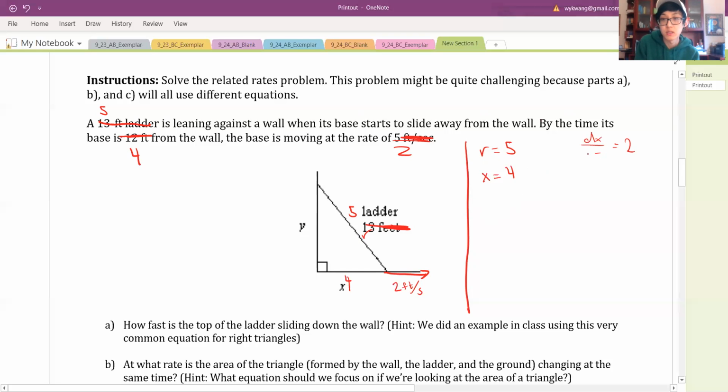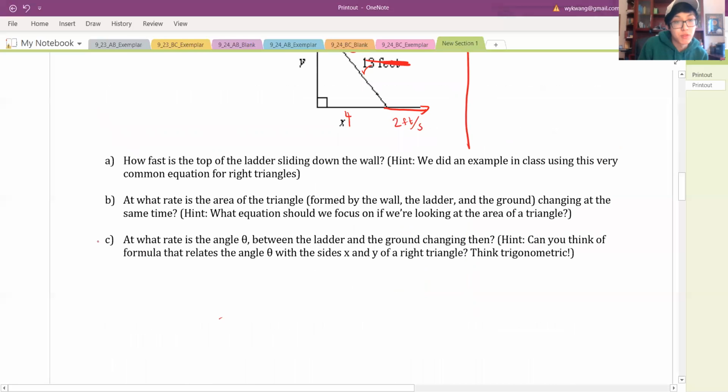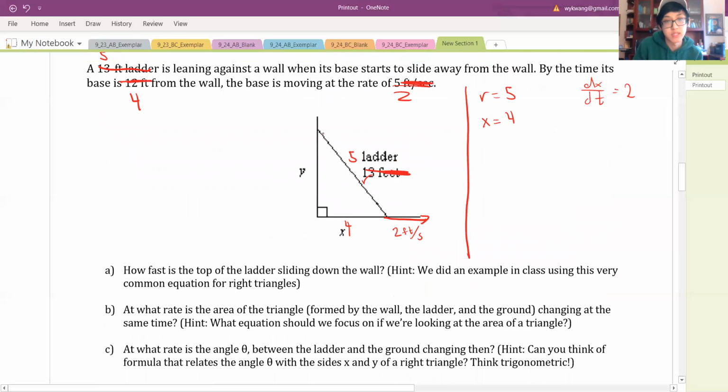So I'm rewriting this. A: how fast is the top of the ladder sliding down the wall? If we want to find how fast the top of the ladder is sliding down the wall, that means how fast this is happening. If this is dx over dt, then how fast y is changing is dy over dt. So we want to find dy over dt. That's our big question mark, that's what we want to find.